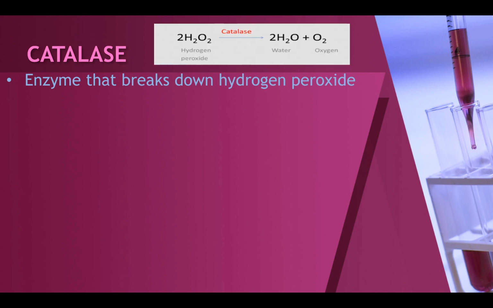This is the equation. Hydrogen peroxide, which is the substrate, is broken down into water and oxygen if catalase is present. So in order to test for organisms that are catalase positive in our lab, we will simply use the substrate hydrogen peroxide as the reagent. There are different ways to conduct this test in the lab.